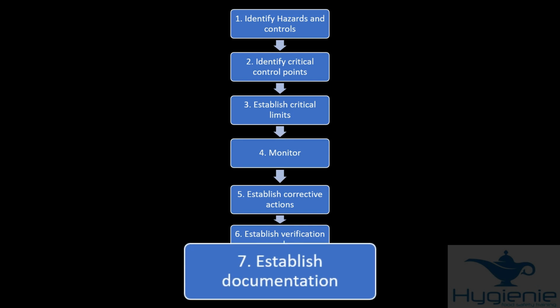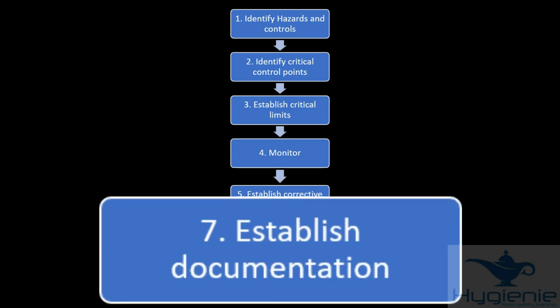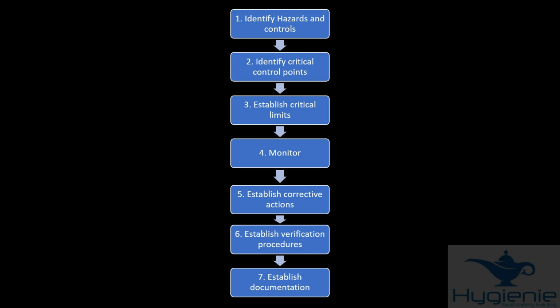Principle 7 is establish documentation, the records we complete. Examples of documentation include prerequisite programs detailing your procedures on personal hygiene, pest control, etc. HACCP, which we've just been discussing. Temperature controls, temperature records detailing your delivery temperatures, fridge temperatures, cooking temperatures, etc. and training records. We've now completed the 7 principles of HACCP.